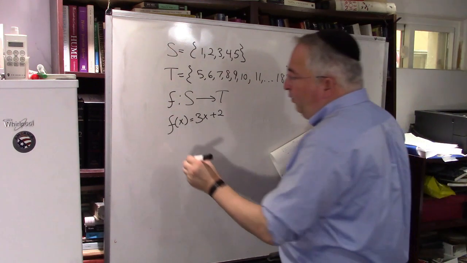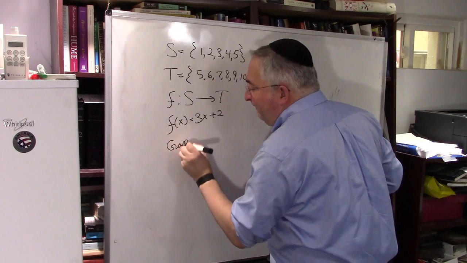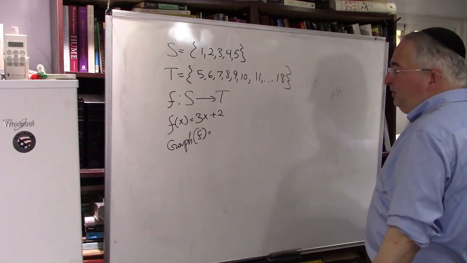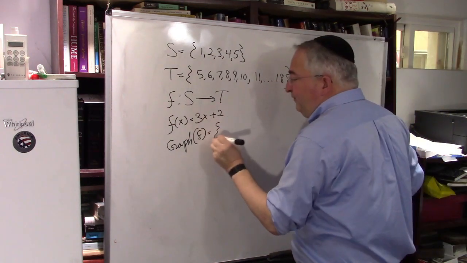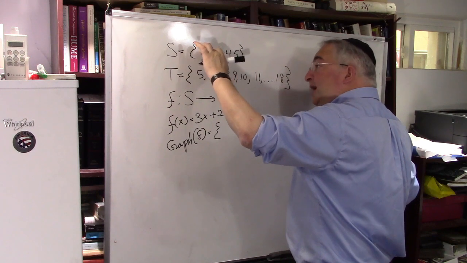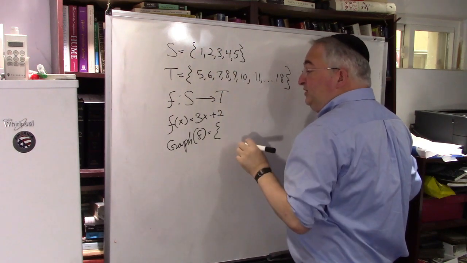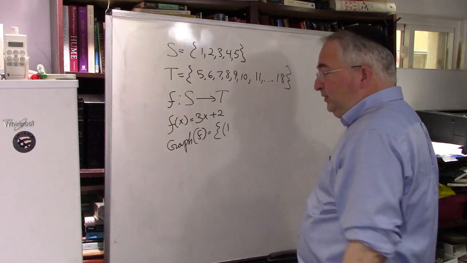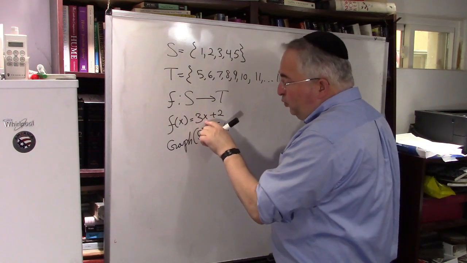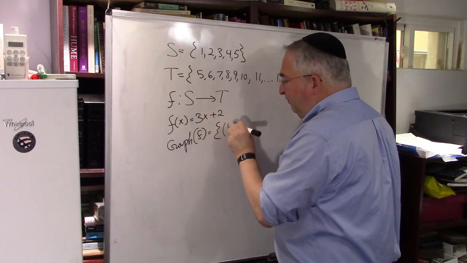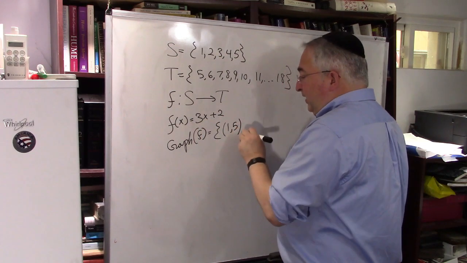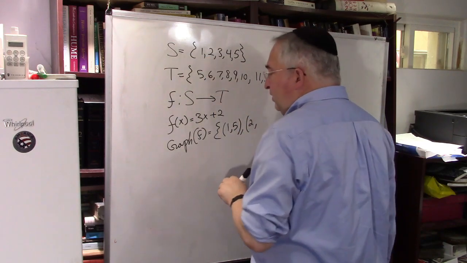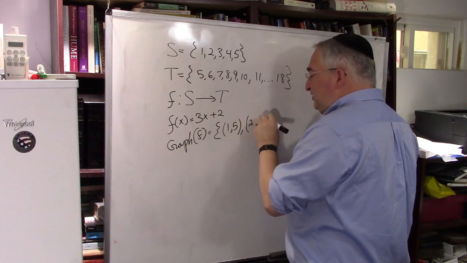Okay, and now I want to look at the graph of f. So we have to plug in some values. The graph of f is going to be ordered pairs from here and here, such that, if I plug in the number 1, what's the output? 3 times 1 is 3 plus 2 is 5. Next, if I plug in the number 2, what's the output? 3 times 2 is 6 plus 2 is 8.